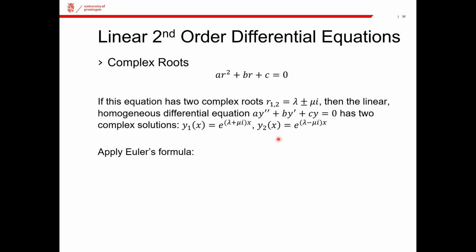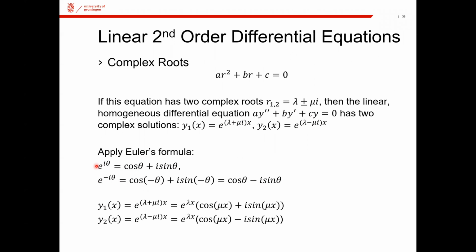And then we apply Euler's formula. So e to the power of i times theta equals cosine theta plus i times sine theta, and e to the power of minus i theta equals cosine theta minus i sine theta. And then we just apply this formula to these two solutions, and then we will have these two.